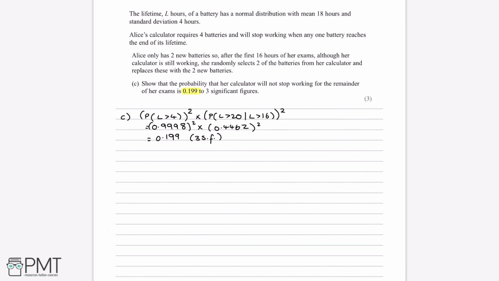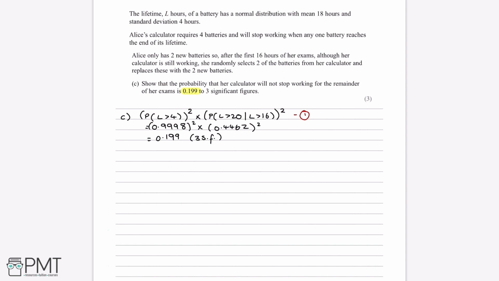So this question is worth 3 marks, and first of all we get a method mark, and that's for writing out this, so kind of showing what probabilities we need to find and what we're going to then do to them, which in this case is square them all. So this gets us a method mark for just attempting to do this.